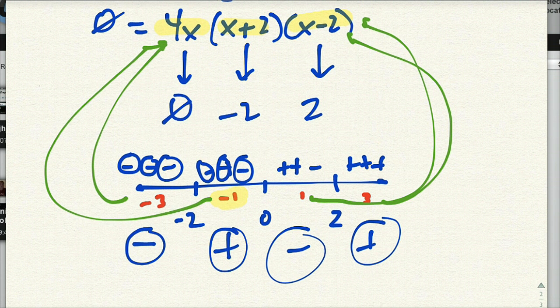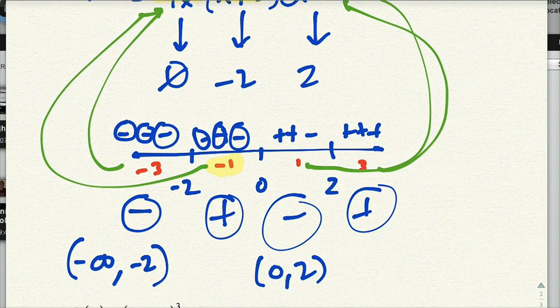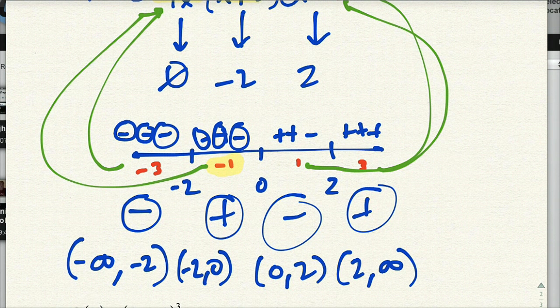So to answer the first question, which was where is this increasing and decreasing, I'm going to label these. First of all, it's decreasing from negative infinity to negative 2. And it's decreasing from 0 to 2, because that's where I have minus. Okay? It's increasing at negative 2 to 0 and 2 to infinity. That's how I know where it's increasing and decreasing.